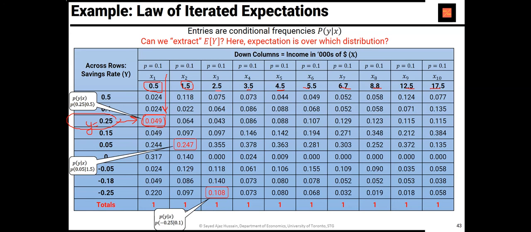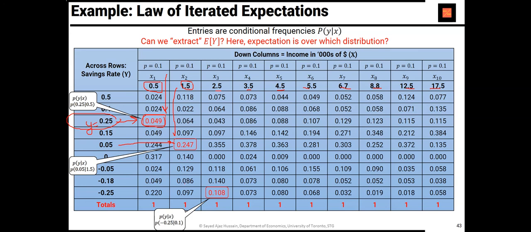What's this? That's the probability of having a 5% savings rate given that you are somebody who earns 1,500 bucks. So there's a 24.7% probability that you save 5% of your income given that you have $1,500 of income per month. Notice that these columns are the conditional probabilities. These are frequencies, right? So these numbers going down the columns add up to 1, because these give the probability of y given the predicted value of x.